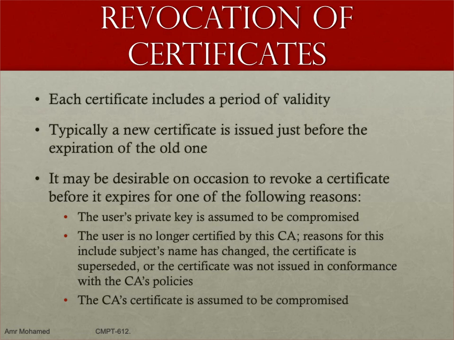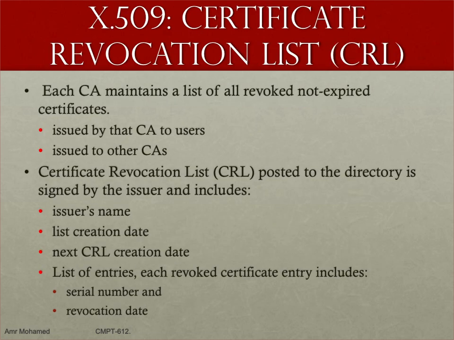Okay? So in that case, you might automatically revoke that particular type of certificate. So for all these scenarios, for all these reasons, we have to have some certificate revocation list. So each certificate authority maintains a list of revoked certificates, not expired ones, because if it's expired, it's automatically not valid, right? So here, it's revoked and not expired.